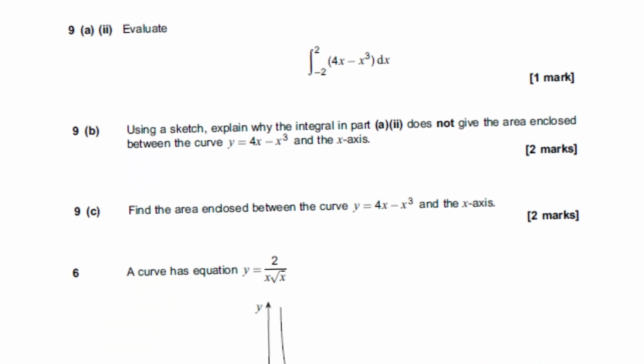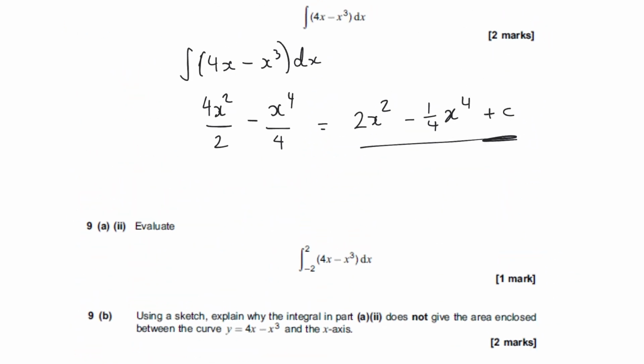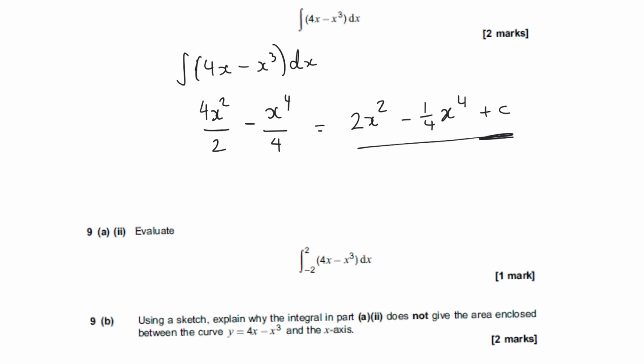Okay, so on to 9a part 2. It wants us to evaluate basically the equation that we just integrated, but it has definite integrals of 2 to minus 2. So then, because we've already integrated it, that's one step easier. So for now, we're just going to rewrite it out as this. So whenever you've got definite integrals, they always like to put this box bracket around it.